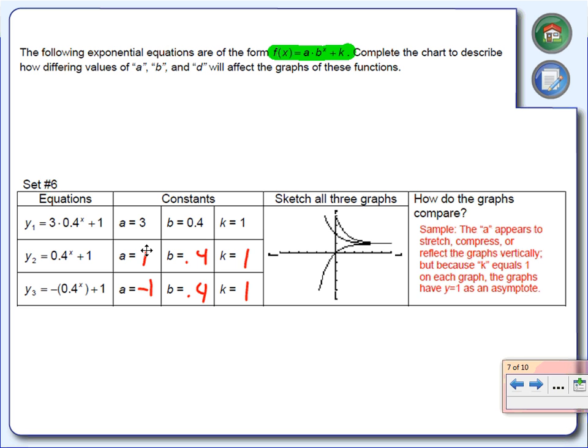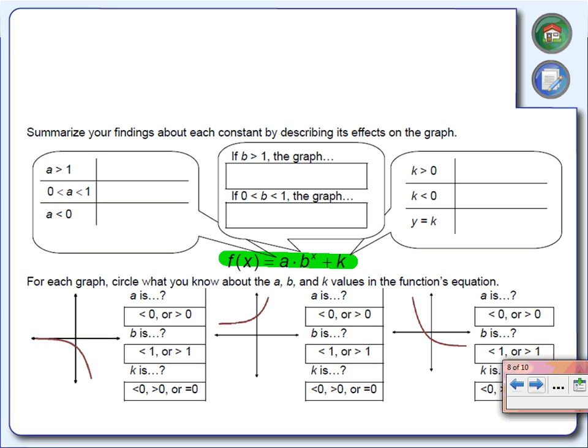So we've looked at 6 different sets so that we can identify what A does to our graphs, what B does to the graph, and what K does to the graph. So now that we know what each of these does, let's go ahead and summarize it in the middle of your page. Okay, so the equation is A times B to the x power plus K. So let's start with the A. What is the A doing to the graph? Well, again, it depends on what the number is.